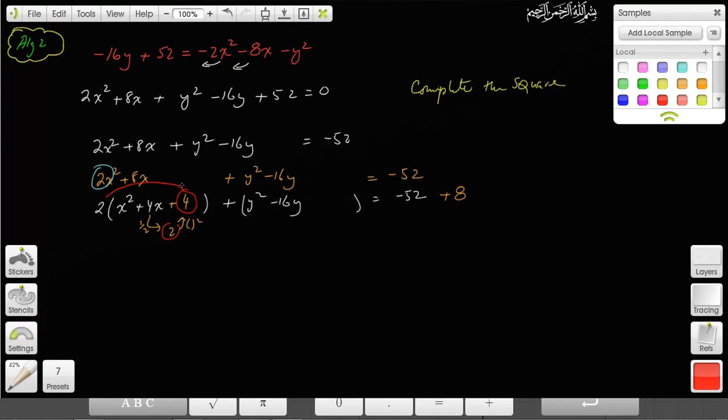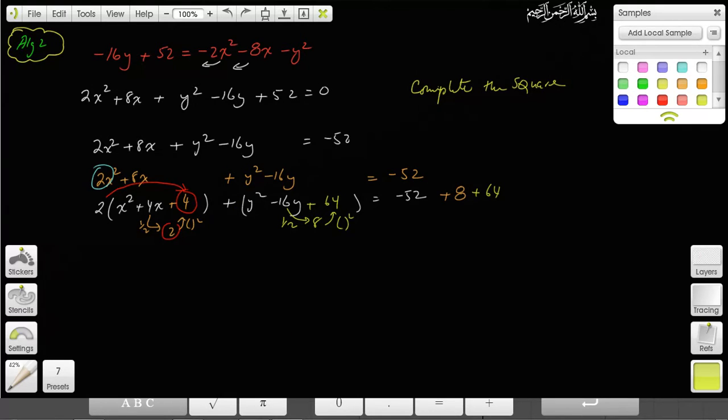You did not add a 4, you have added an 8, because this 2 is going to be distributed, right? So you have to add 8 to this side. Okay? And over here, half of 16 is 8, and 8 squared is going to be 64, correct? Now then you have to add 64 to this side, and that's not multiplied by anything because the coefficient there is 1, so it's just 64.